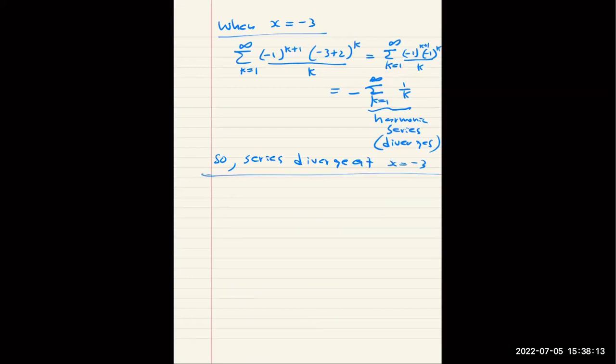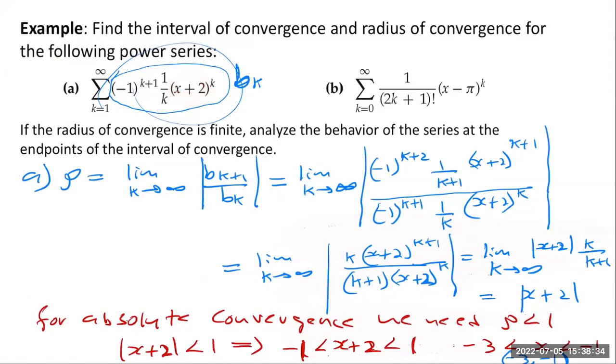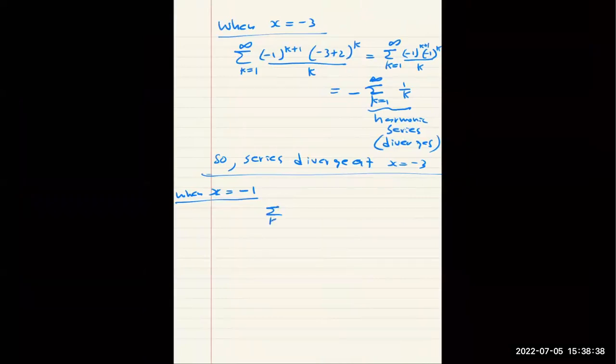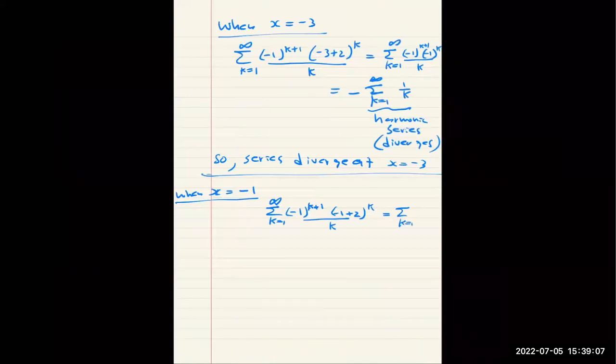Now let's analyze the other boundary, when x is equal to minus 1, the other endpoint. To analyze the other endpoint, again, I'm going to have to plug in x is equal to minus 1 in the series. If you plug in x is equal to minus 1 here, what would you get? The series becomes k goes from 1 to infinity, minus 1 to the power k plus 1 times minus 1 plus 2 to the power k divided by k. This is nothing but sigma k goes from 1 to infinity minus 1 to the power k plus 1 divided by k.